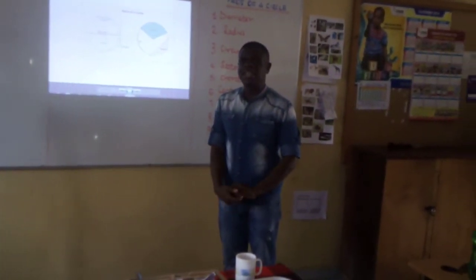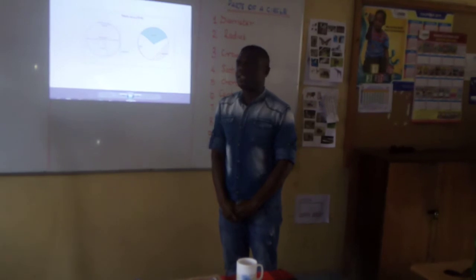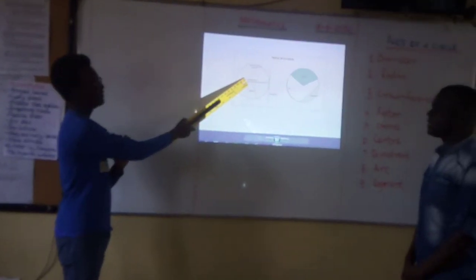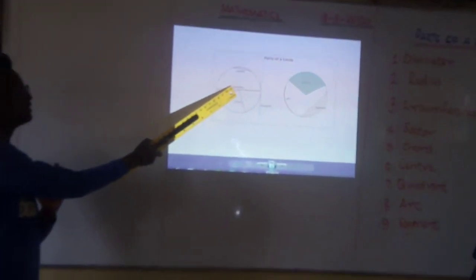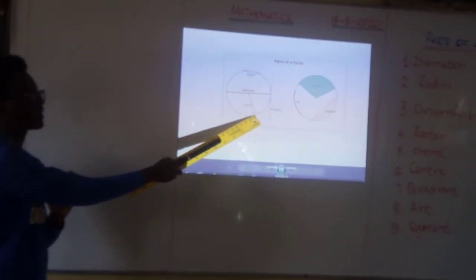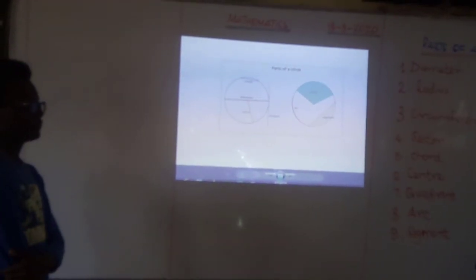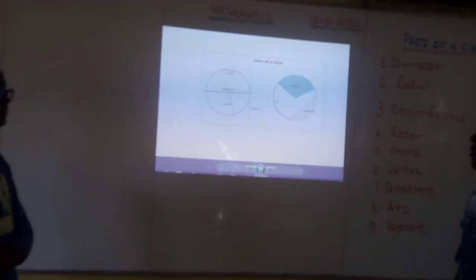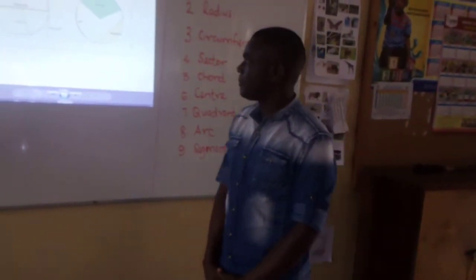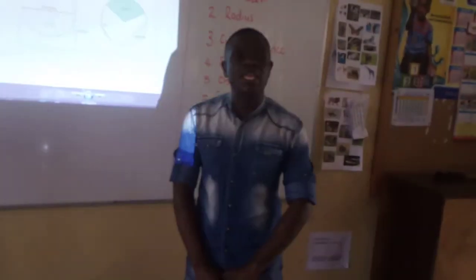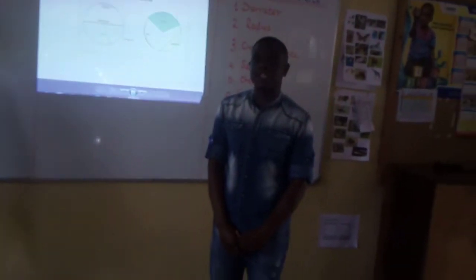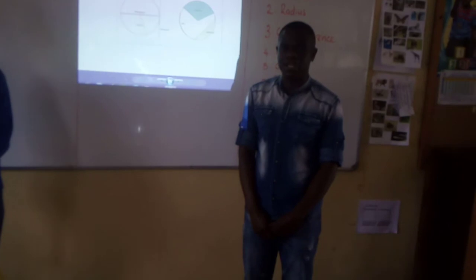Brilliant. Ian, show us the other part of a circle. Here we have a radius. A radius is half a diameter. It starts from the center of the circle to one part of the circumference. Very good. A radius starts from the center of the circle to the other part of the circumference. Any line that begins from the center of a circle and ends at the circumference is called a radius.